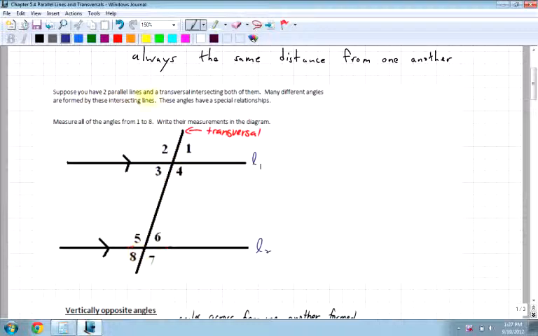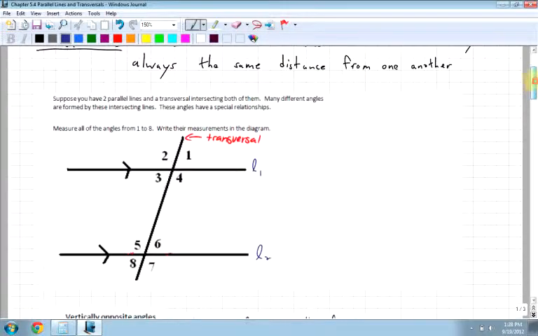So suppose you have two parallel lines and a transversal that intersects both of them. Many different angles are formed by these intersecting lines. Now these angles have special relationships, especially because I have parallel lines. So let's look here. It says measure all the angles from 1 to 8, write the measurements in the diagram. So you can do that. I'm going to kind of estimate them on my own.